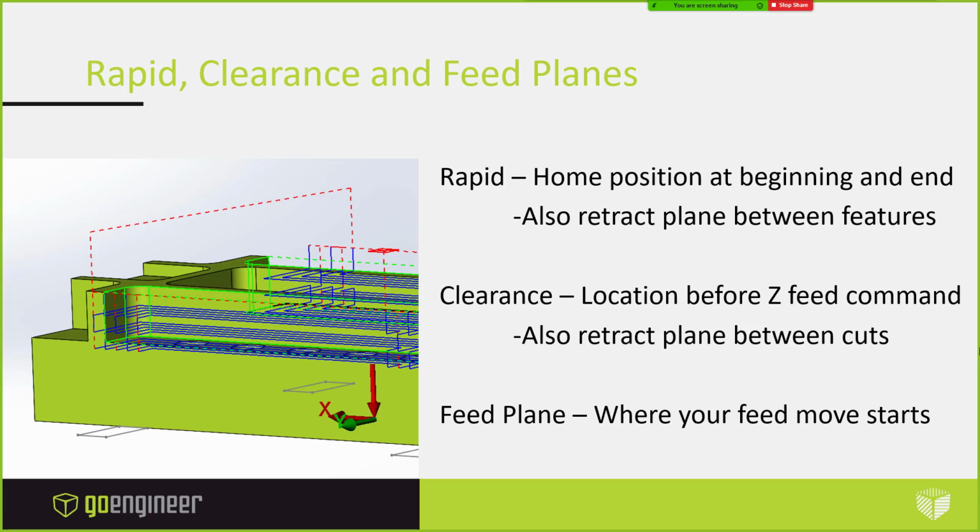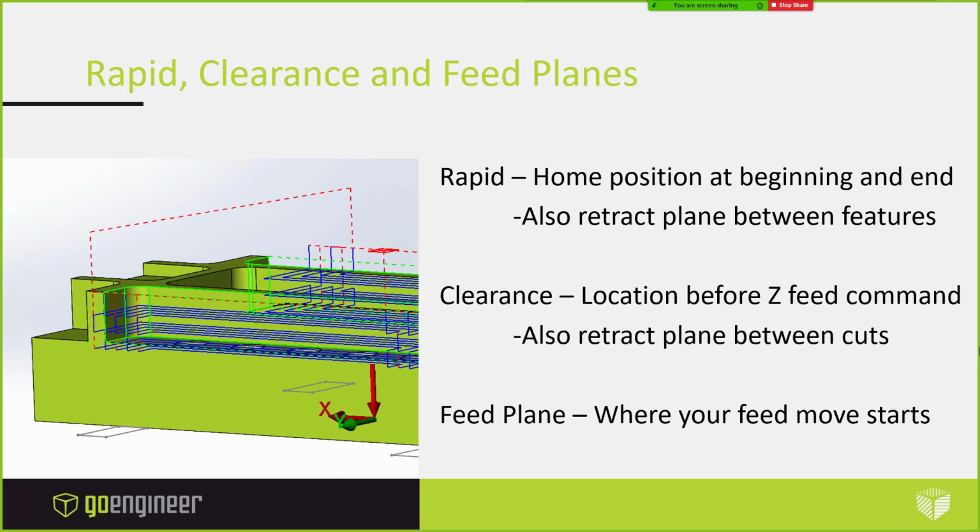All right, last slide here, guys, and last topics for the day. People just tend to get these a little confused, and they're not perfectly clear about what they do. The rapids, clearance, and feed planes. So rapid is just our absolute, where does it start? Looking at this picture on the left, it's the absolute highest, the red dashed lines, which is our rapids. It's also the retract plane between features.